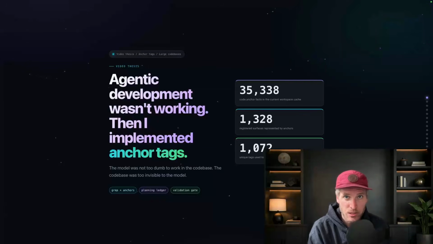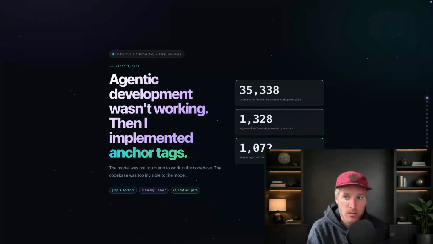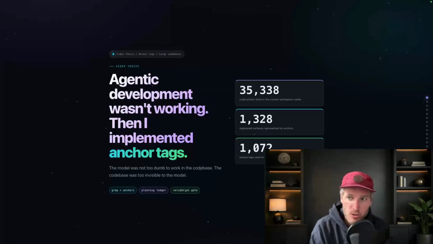I probably spent months trying to figure out a way to get around this, and ultimately implemented anchor tags, which to me have solved a tremendous amount of the accuracy, both in planning as well as the validation. I don't struggle with legacy leftover code, just random pockets of the code base. I can validate the work with a lot more confidence. So today I want to show you anchor tags and how you can use them yourself.